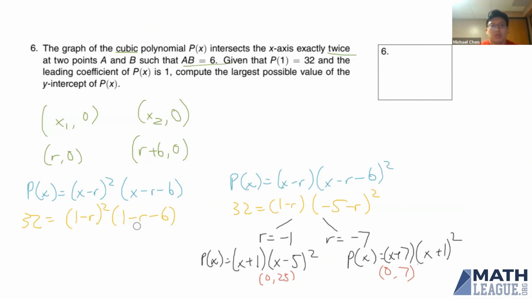However, we can try to bound our roots. How? Well, we know that the general shape of a cubic will look something like this. And we don't know where exactly these are, but what can we notice? Well, we can notice that if 32 is equal to 1 minus r quantity squared times negative 5 minus r, this part is always non-negative. This part is not.